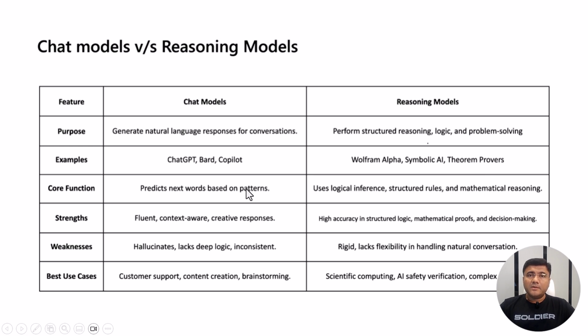Now remember, both types of models have pros and cons, and that's the reason modern AI agents should use both of them. They should use a combination of the two.